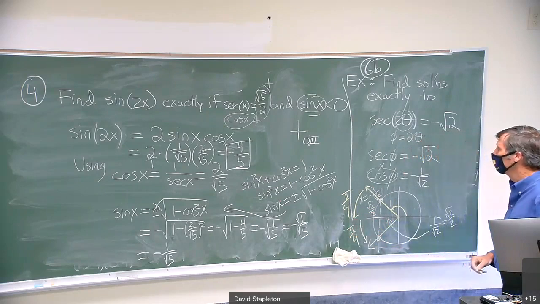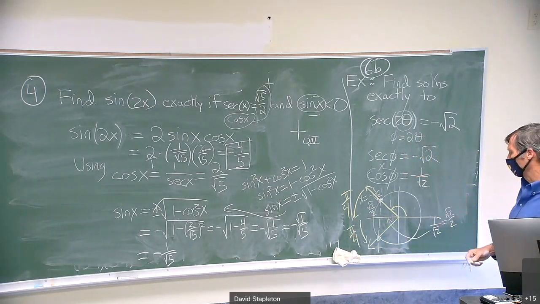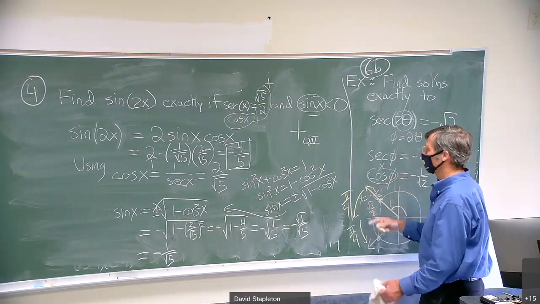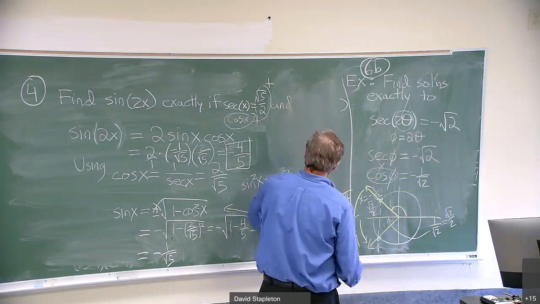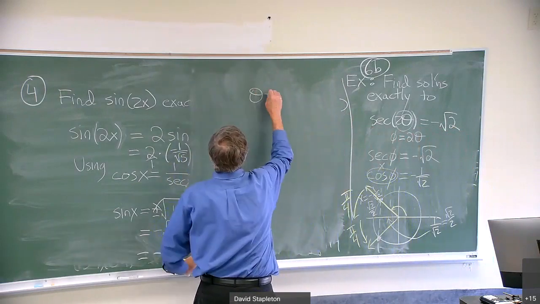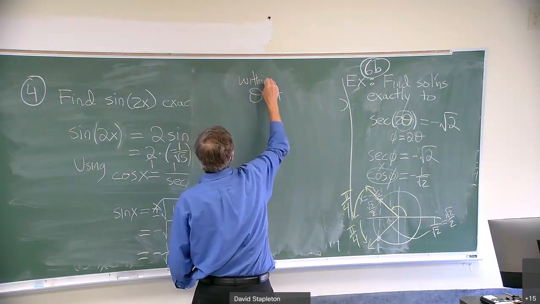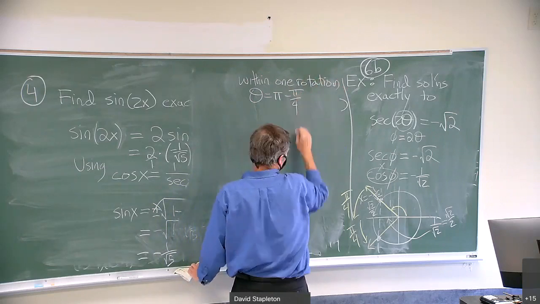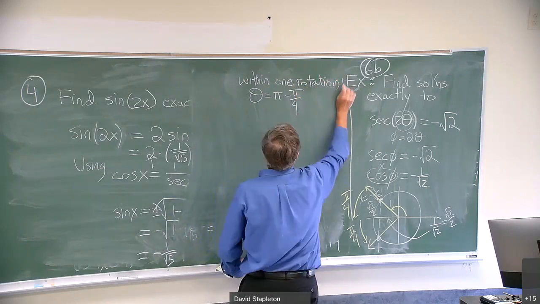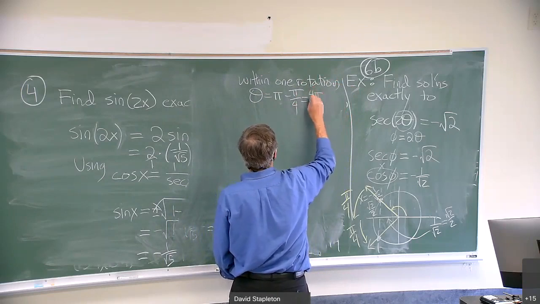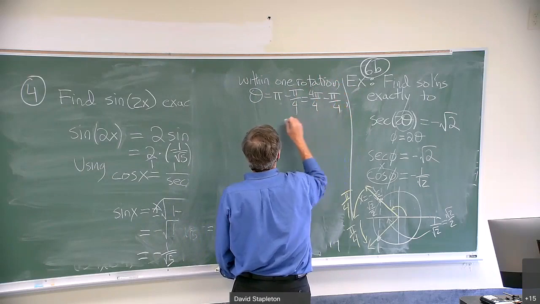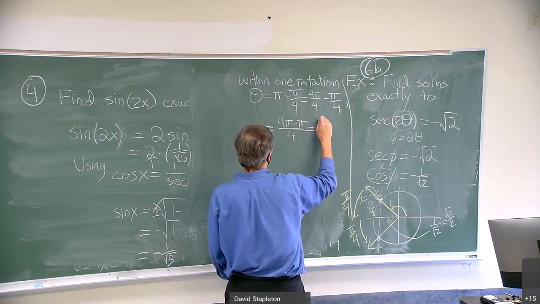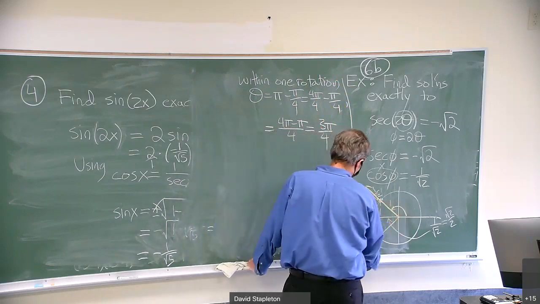Now I have it, right? In order for cosine to be minus 1 over square root 2, I have these 2 angles within 1 rotation. Pi minus pi over 4. Remember how to do these, right? Write them over a common denominator, right? 4 pi over 4 minus pi over 4. Then you subtract the numerators, 4 pi minus pi over the common denominator. Gives you 4 pi minus pi is 3 pi all over 4. That's what this angle is. It's 3 pi over 4.